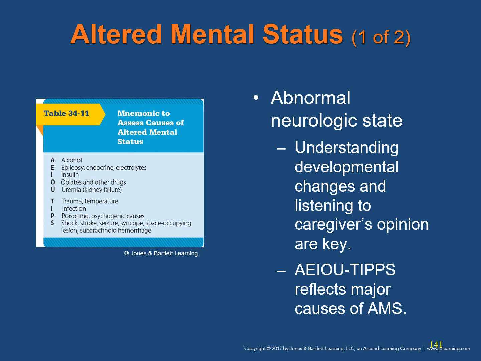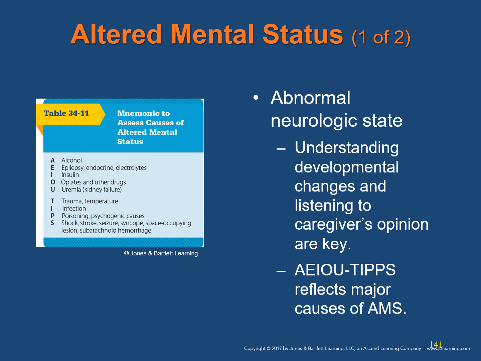Neurologic emergencies and management. Altered mental status. AMS is an abnormal neurologic state in which the pediatric patient is less alert and interactive than is age appropriate. Understanding normal developmental and age-related changes in behavior and listening carefully to the caregiver's opinion are key. A pediatric patient not behaving in a developmentally appropriate manner could indicate an altered mental status.